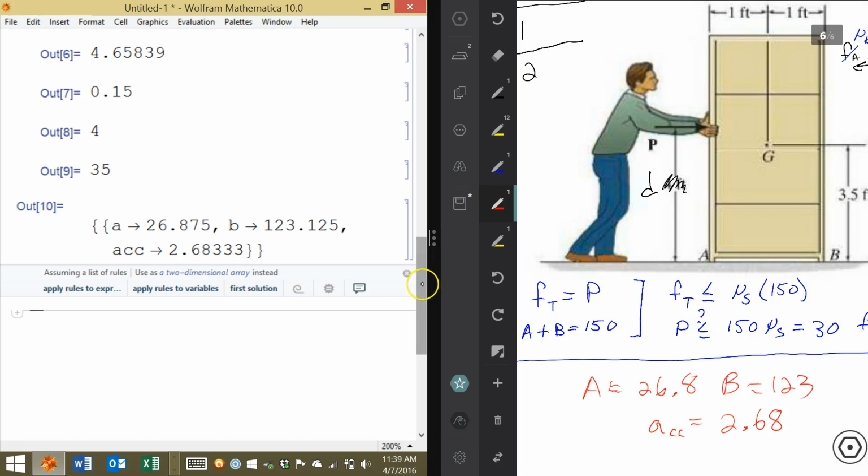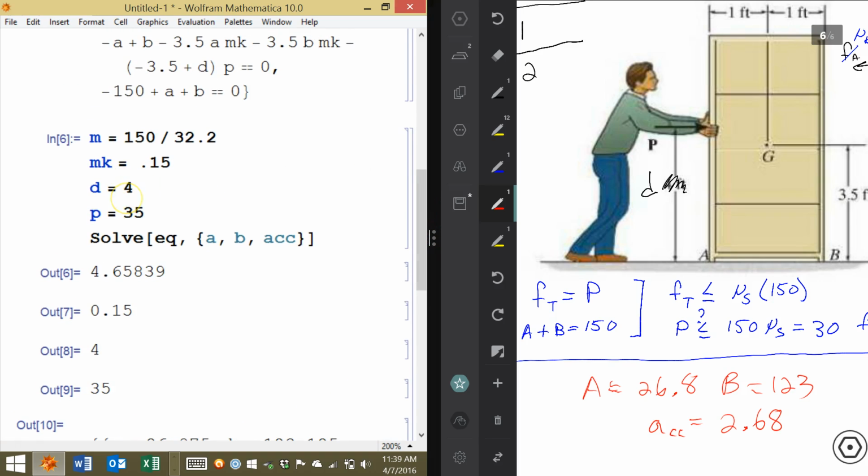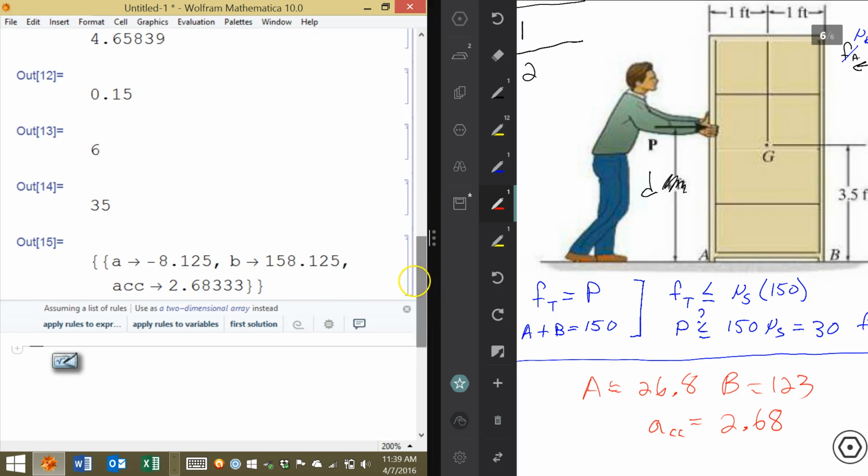Okay, so let's just change things and see what would happen. So I'm going to let D be a lot larger than 4. I don't know what number to use. Let's say 6, so he pushes it a little higher up. So it should have more of a tendency to tip over. So I'm going to use that value, and he's pushing up a little higher.